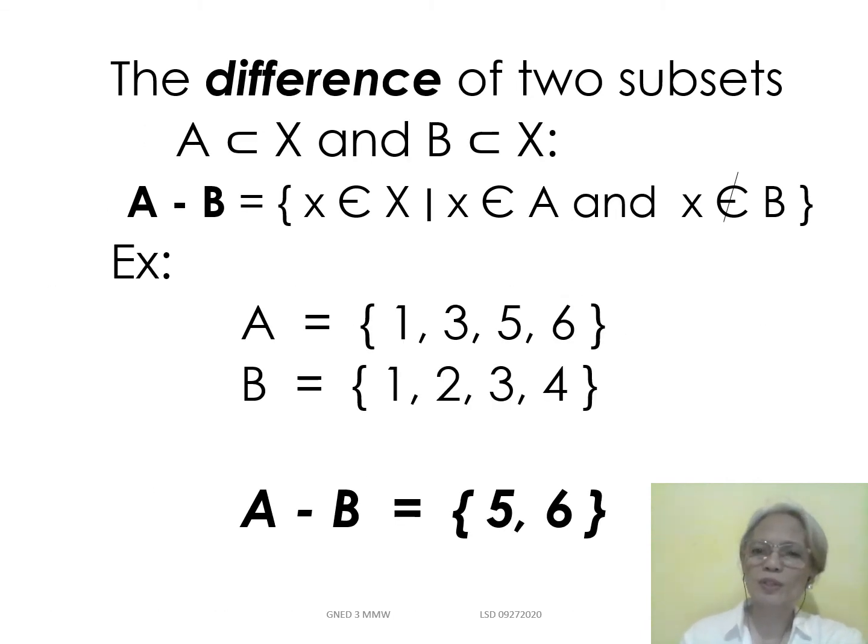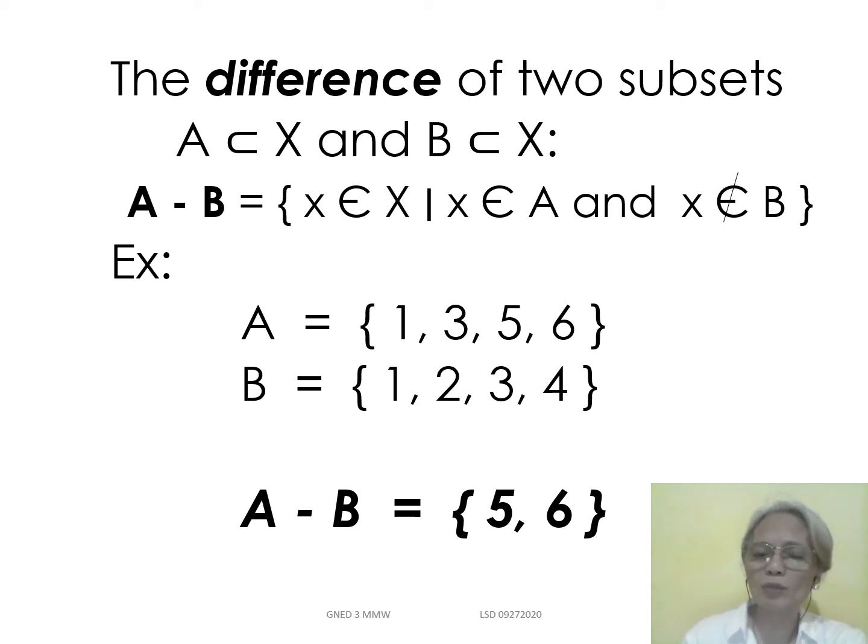What about the difference of two subsets, A and B? The difference of the sets A and B is the set which contains small x, which is an element of the capital set X. So we define the element x as an element of A but not an element of B. Okay, so that's the difference. So for example, we have the set A, which contains the elements 1, 3, 5, 6, and set B, which contains the elements 1, 2, 3, 4. So what is the difference of the two subsets?